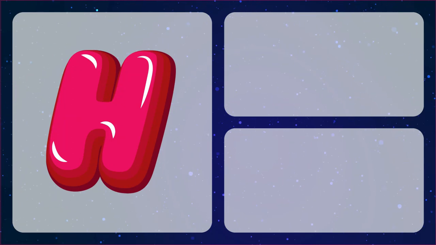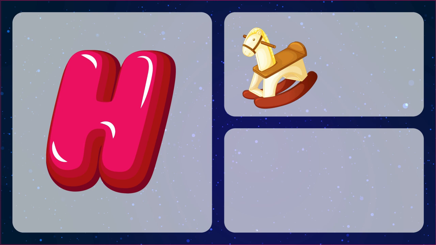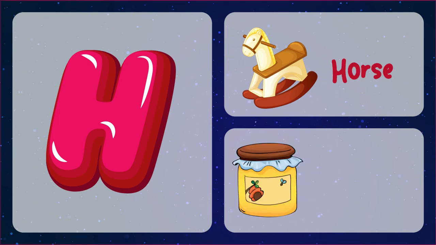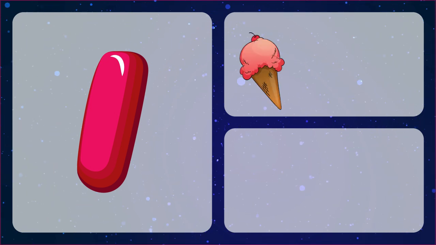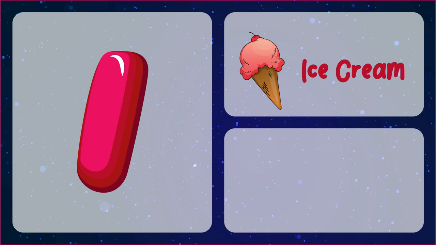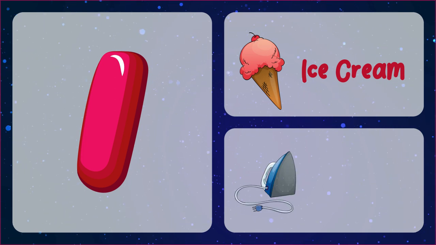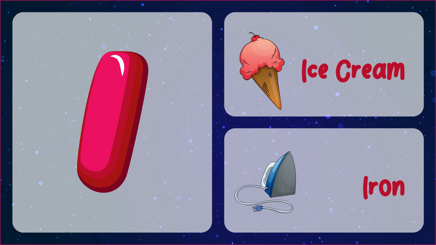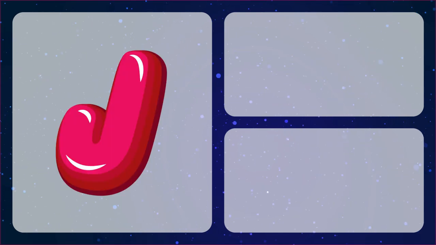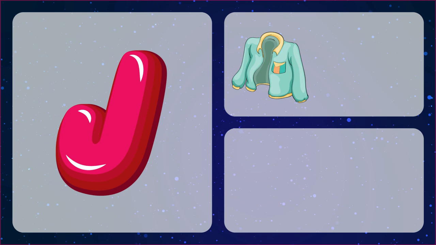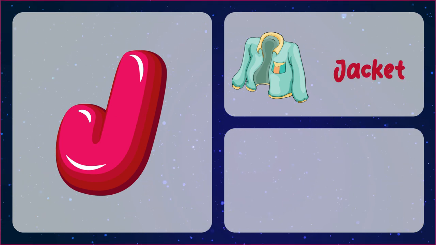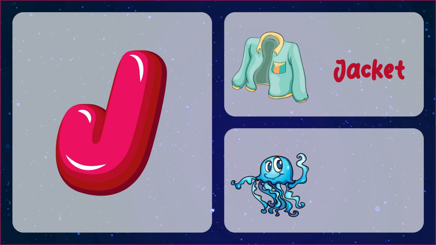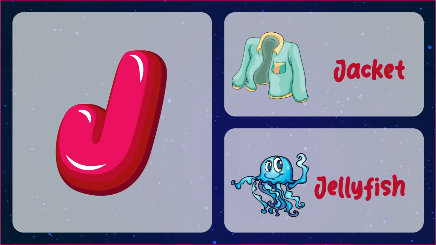H is for horse. Honey. I is for ice cream. Iron. J is for jacket. Jellyfish.